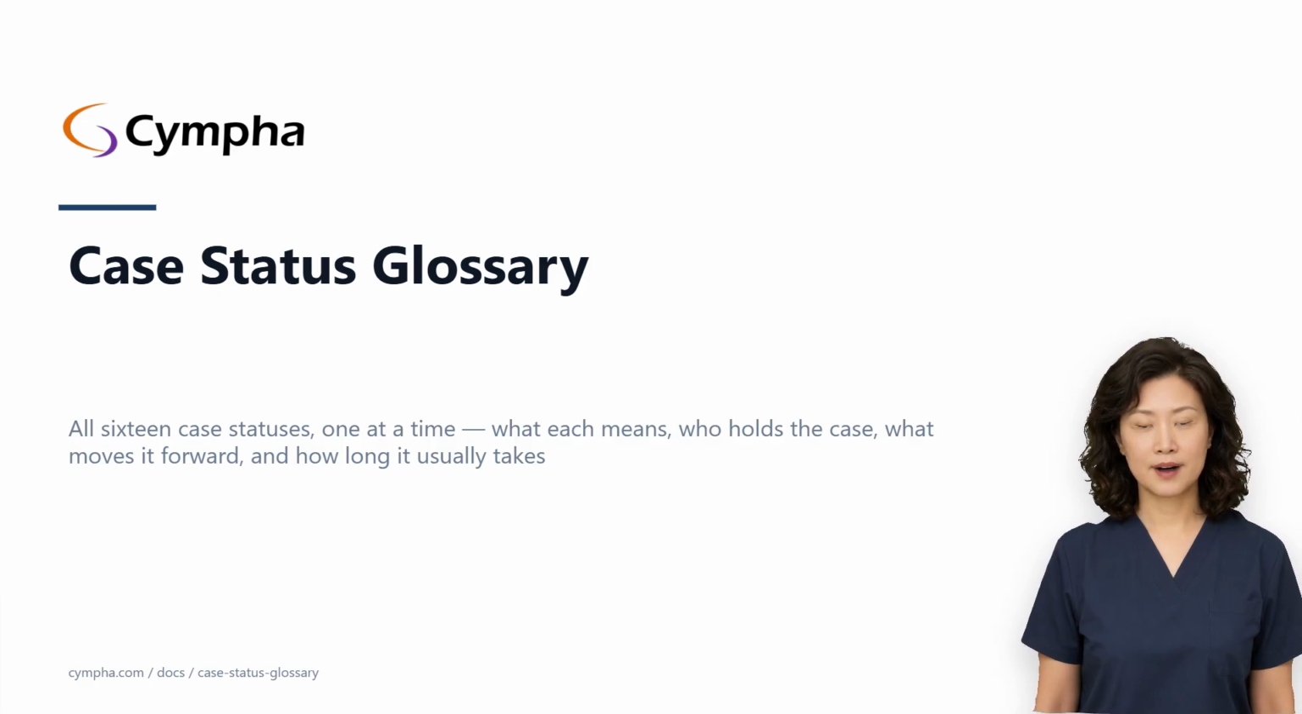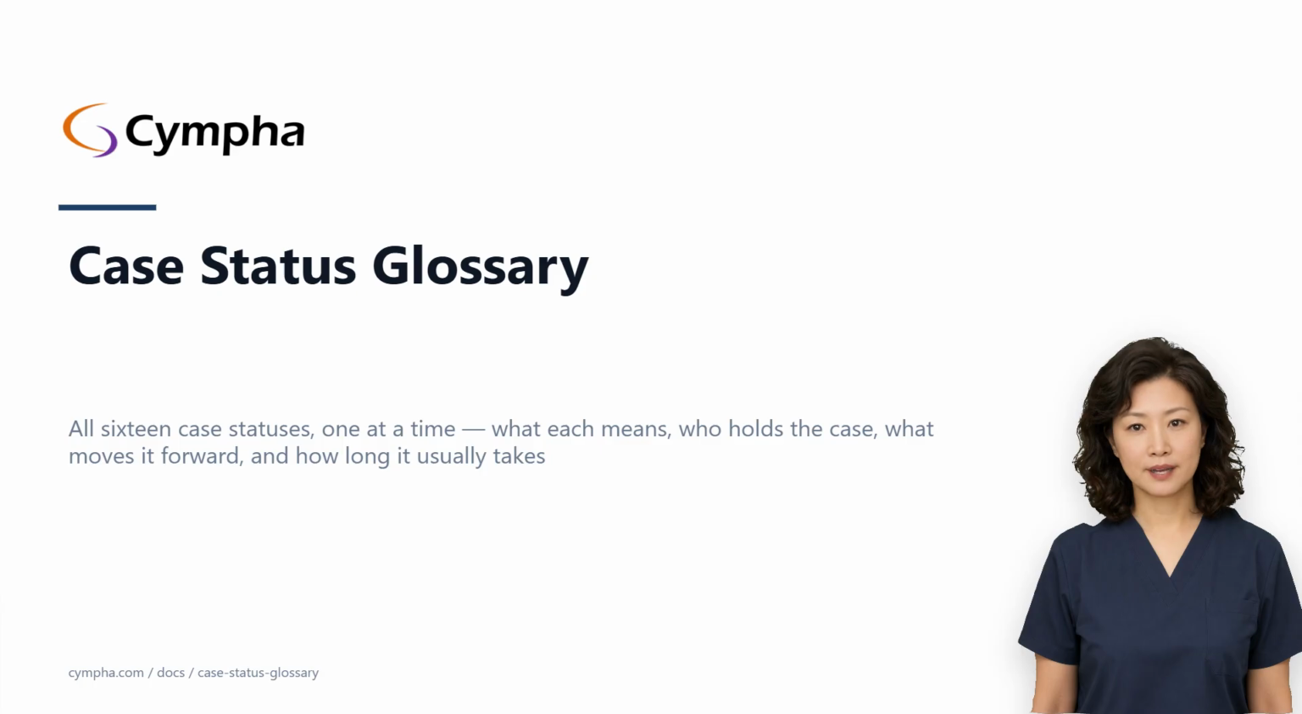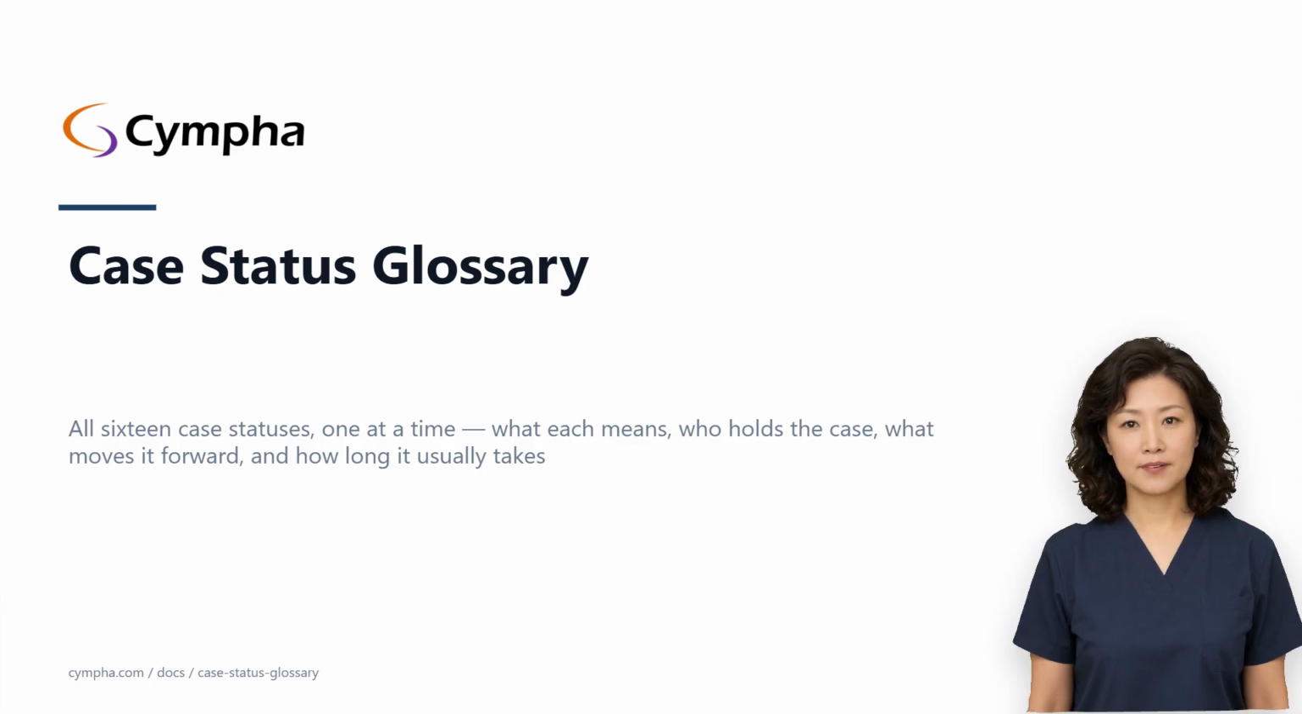It's for anyone who looks at a case. Statuses appear on the case list, the case detail page, the queue, and every email, and knowing what each one means saves a lot of guessing.